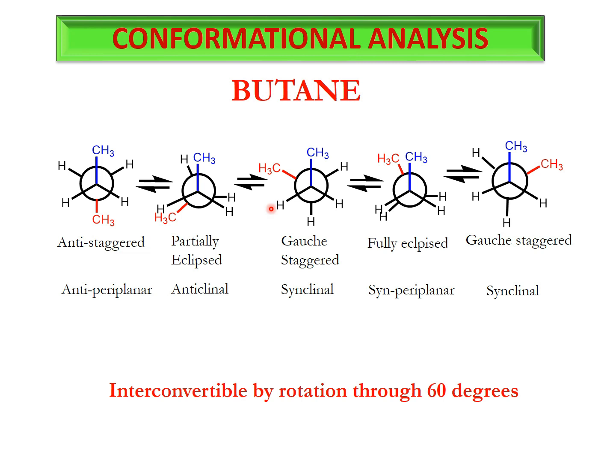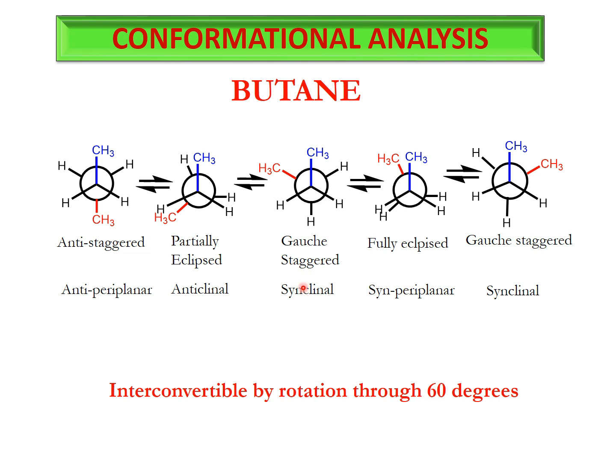Why? Because now the two bulkier groups, the CH3 groups, are closer to each other in space, and you can see it clearly here. The dihedral angle between the two CH3 groups is 60 degrees. Here it was 180 degrees, they were at maximum distance from each other. Here the dihedral angle was 120 degrees, and now the dihedral angle is 60 degrees. So no doubt they are staggered with reference to each other, but because the bulkier groups are closer to each other, it will be a slightly higher energy conformation, and we call it a gauche staggered conformation or a synclinal conformation.